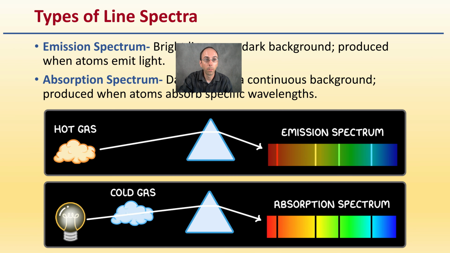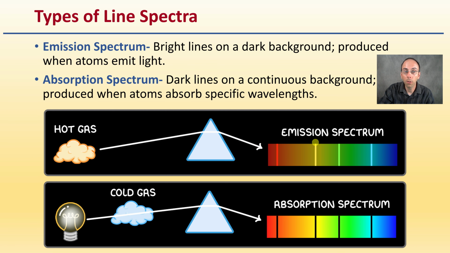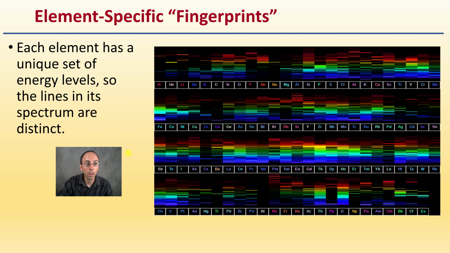So of these different types of line spectrum, we have the emission spectrum, which is bright lines on a dark background produced when atoms emit light. We have the absorption spectrum. This is dark lines in a continuous background produced when atoms absorb specific wavelengths. Either way, think of them as individual little bars, like a barcode or an individual little fingerprint. So again, those fingerprints, how do they actually look? Well, each element has a unique set of energy levels, so the lines in its spectrum are distinct.